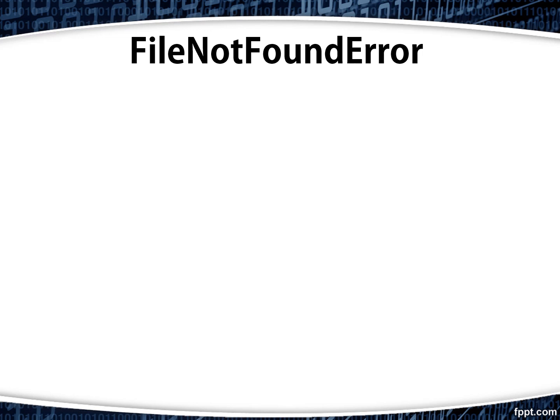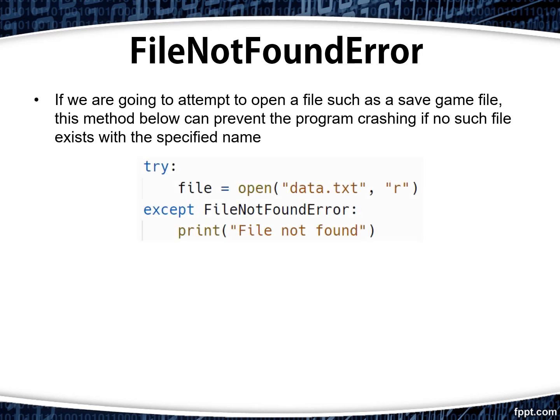If we're going to attempt to open a file such as a save game file, the method below can prevent the program crashing if no such file exists with the specified name. First, we try to open the file, but then we provide additional code to specify what the problem was rather than having our program crash.